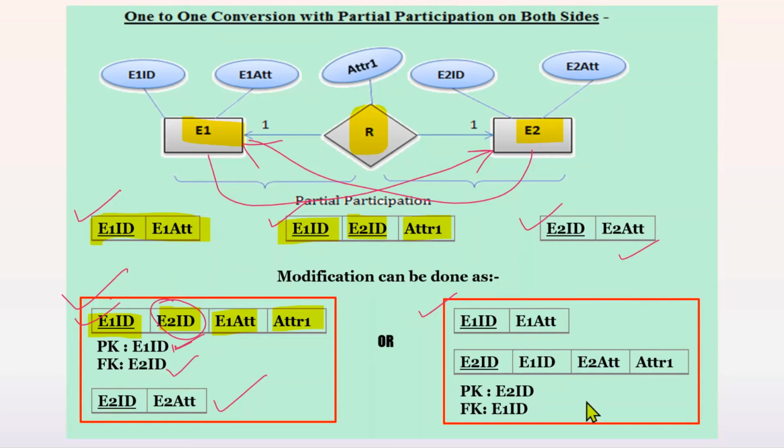Now we need to add E1 ID to the E2 table, and all the attributes of the relation to the E2 table. Now this is the foreign key, and the primary key is the same, E2 ID. So both options are available. Either we can go with the first option or we can go with the second option, right?